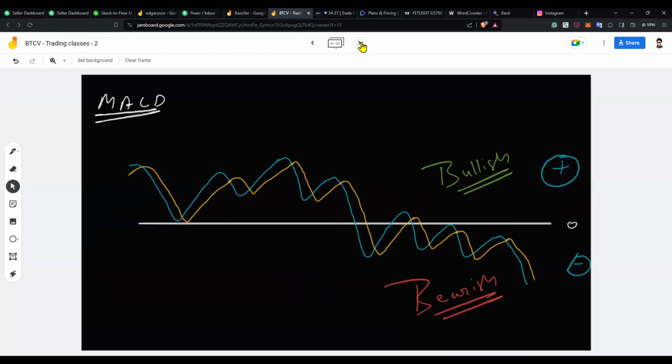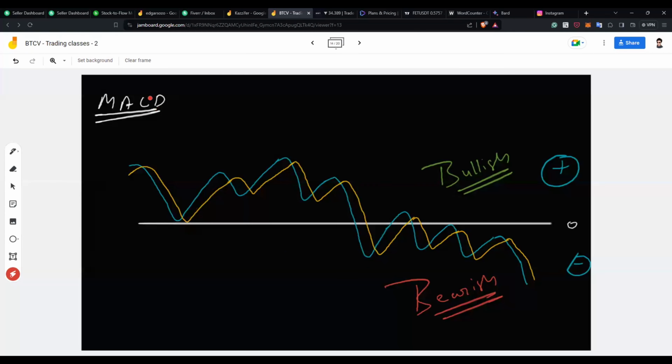And I told you, I hope you remember the previous class, of course. I mentioned that usually when we get a bullish cross in the positive area, on a bullish area, that means we are bullish, correct? Okay, at least for the short term.